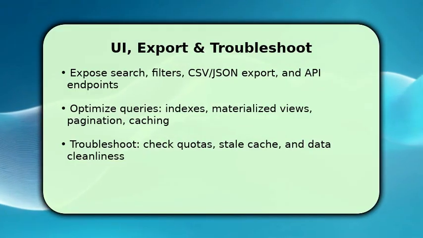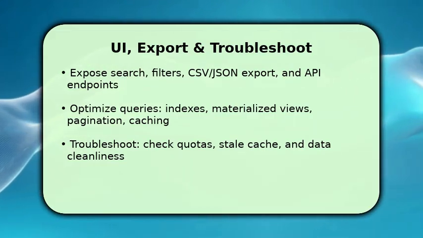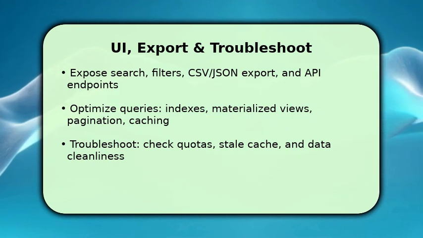If things go wrong, like quota errors, missing results, or stale caches, first validate API key limits and logs, then rerun ETL on suspect ranges. One troubleshooting tip: clear affected cache entries, confirm.